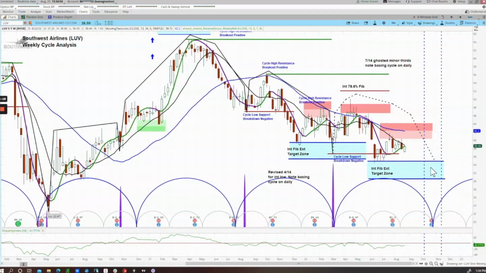So we are projecting Southwest to get back down into this light blue target zone from about 34.5 down to 30.5. So what we're looking for in here is for Southwest to perhaps attempt one more upside move toward this resistance area, and then move down from there into the target zone in this time period. So if we can approach or get into that resistance zone about $40 or higher, we would consider that a good entry for a short side trade into that October time period.